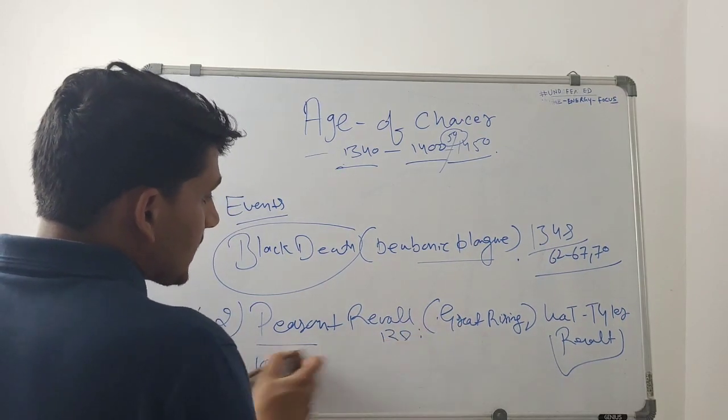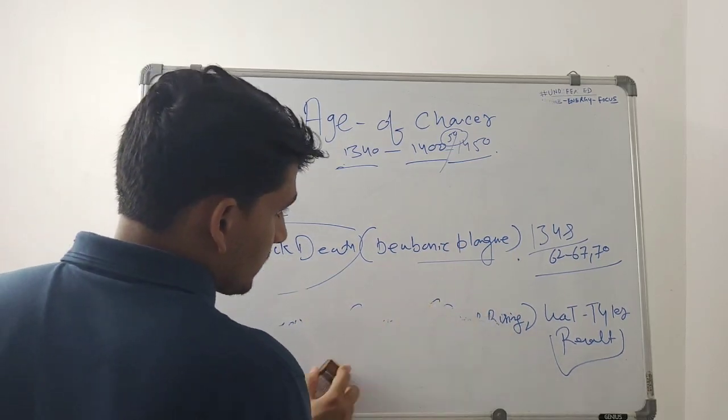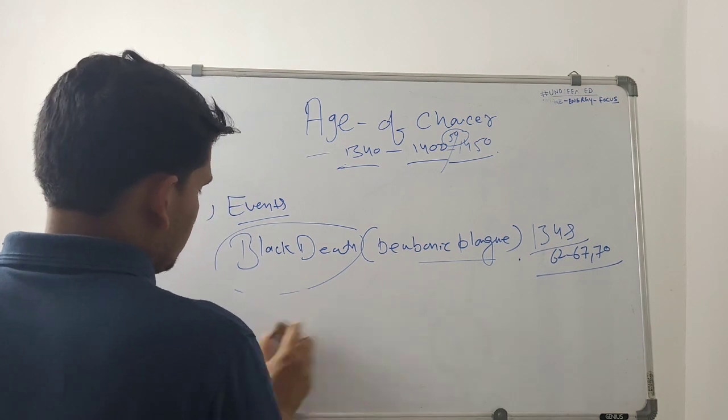Okay, now what is the second thing in this age that we have to keep in our mind? The language aspect of it, right? The language aspect of it.